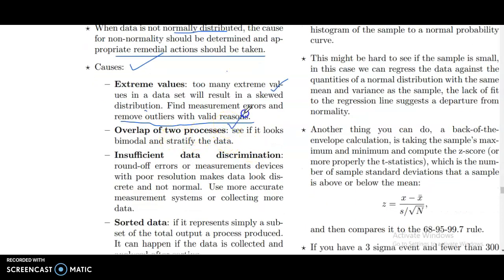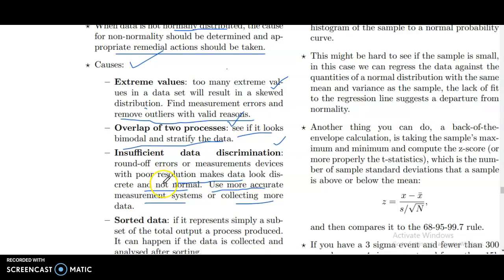Overlap of two processes. See if it looks bimodal and stratify the data. Insufficient data discrimination. Rounding errors or measurement devices with poor resolution make data look discrete and not normal. Use more accurate measurement systems or collect more data.